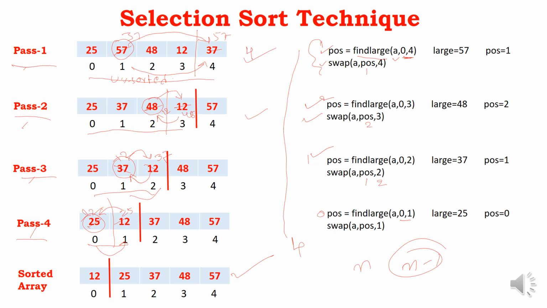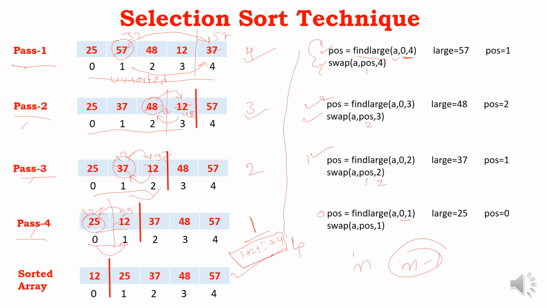Moreover, in pass 1 there are 5 elements, and to find the largest element we need 4 comparisons. In the second pass we are finding the largest element in 4 elements, so it took 3 comparisons. In pass 3 there are 3 elements; to find the largest element it will have 2 comparisons. And in the fourth pass there are 2 elements and to find the largest element it will take only one comparison. The total number of comparisons is 1 plus 2 plus 3 plus 4.